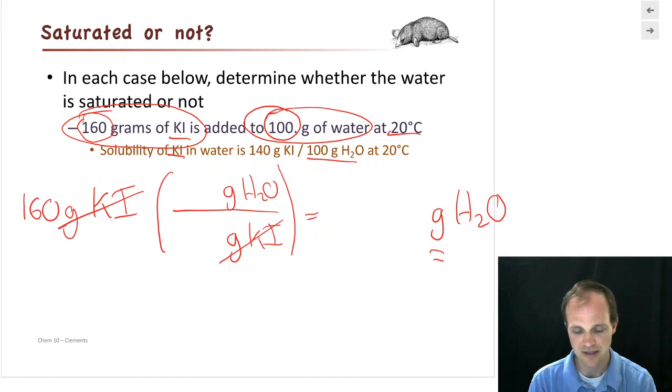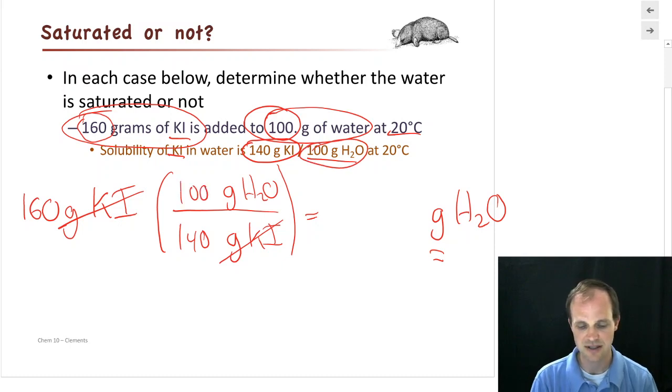So we look down here and we have to figure out what numbers to put in here. Grams of water to grams of potassium iodide. That's usually going to be a solubility. How do we know what number goes where? Numbers stay attached to their units. 140 is attached to grams of potassium iodide, so it goes on the bottom. The 100 is attached to grams of water, so it goes on the top.